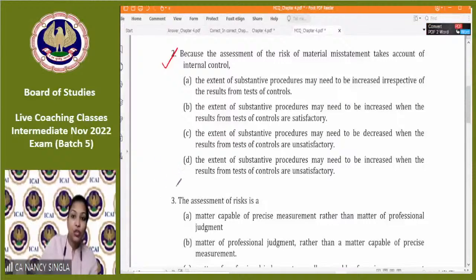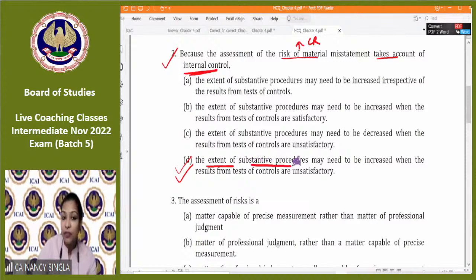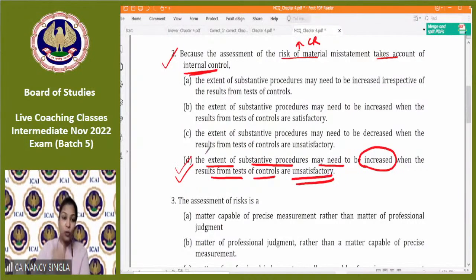D. So it says, since the assessment of risk of material misstatement takes account of internal control. Why? Because in this also we check control risk. Okay? The extent of substantive procedures may need to be increased when the results from test of controls are unsatisfactory. If you remember, I told you that if risk of material misstatement is high, then what will the auditor do? Leave the audit? No. He will just increase his work. He will just increase his extent of substantive procedures. Okay? Is it clear? Okay. Shri Nagalakshmi is also saying it is D only.